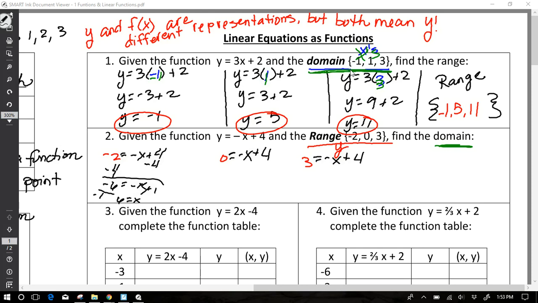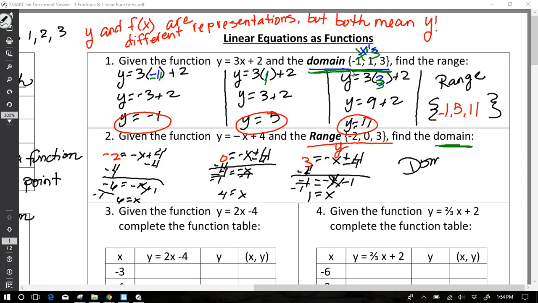Let's do it again. Subtract 4. 0 minus 4 is -4. Divide by -1 on both sides to get that x by itself. And I have 4 equals x. And then one more time, subtract 4. 3 minus 4 is -1. And then get the x by itself. So divide by -1. That gives me a +1 equals x.